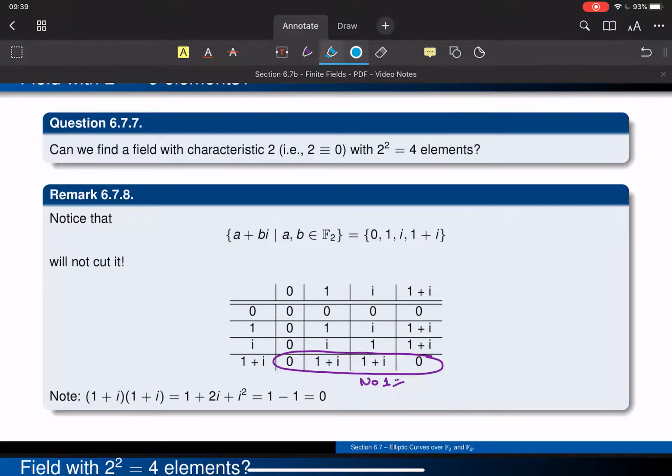So I'm going to make this little list of 4 entries: a plus bi, where a and b can either be 0 or 1. What ends up happening is you get exactly 4 things. You get 0 and 1, those are happening when b is 0, and you're going to get i and 1 plus i. Those happen when b is a 1. If you build the multiplication table for those 4 entries, it seems pretty awesome initially.